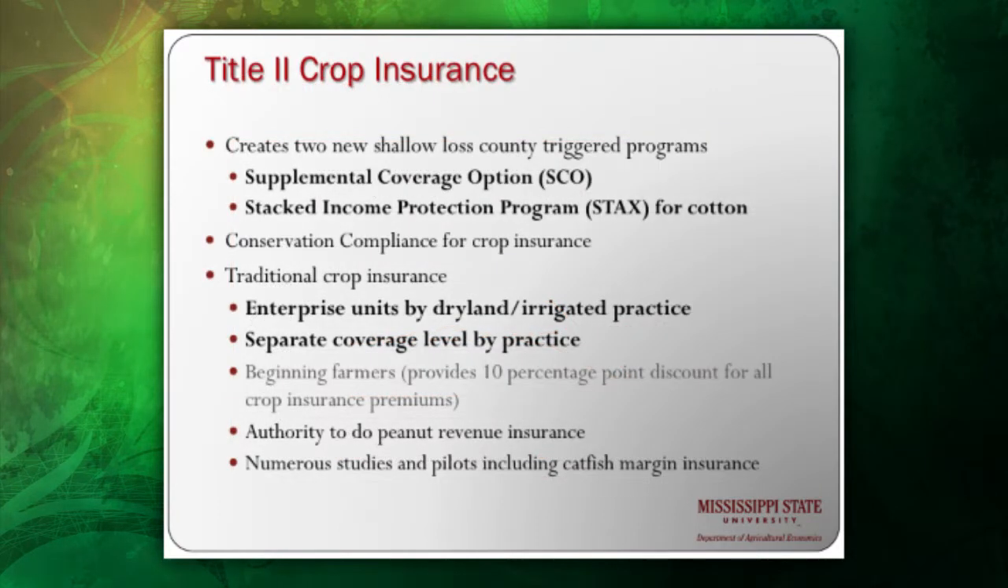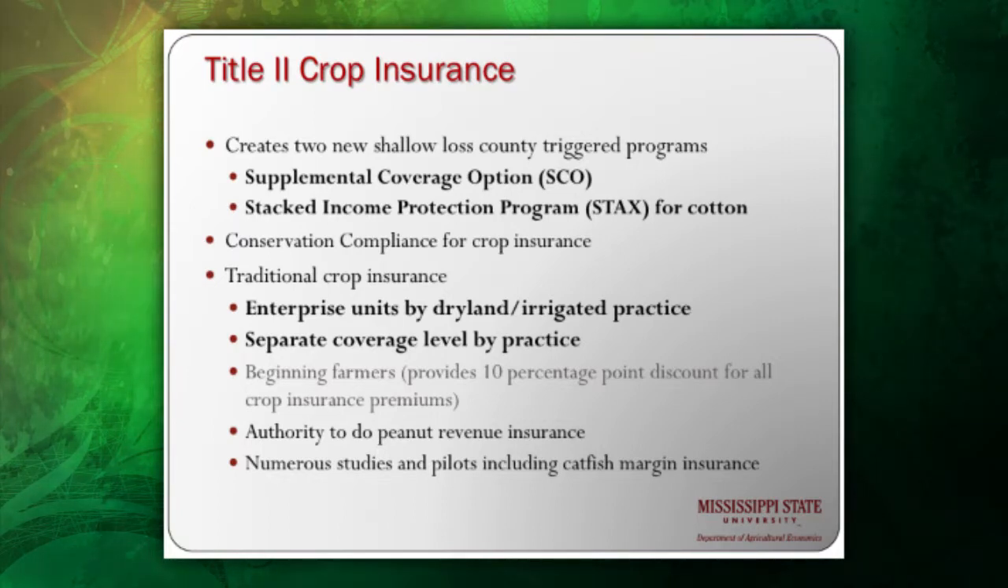Let me talk a little bit more about Title 11, the crop insurance title. We have the two new shallow loss programs called the Supplemental Coverage Option and the Stacked Income Protection Program. Both of these will function in very much the same manner. Note also that this piece of legislation mandates conservation compliance for crop insurance, which did not exist in recent years. There are also several changes to the traditional crop insurance program included in this bill.